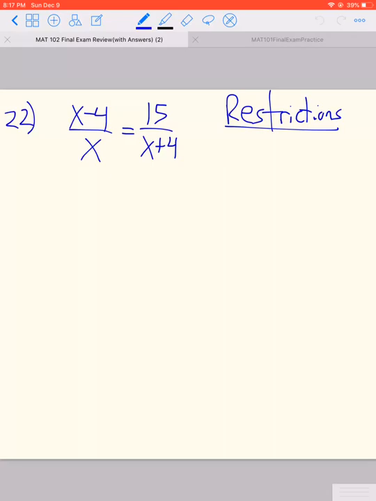Let's go ahead and take a look at the next question. In problem number 22, they want us to solve the rational equation. The first thing we need to do on a problem of this type is look for the list of restrictions, which would be any places where our denominators would be equal to 0.